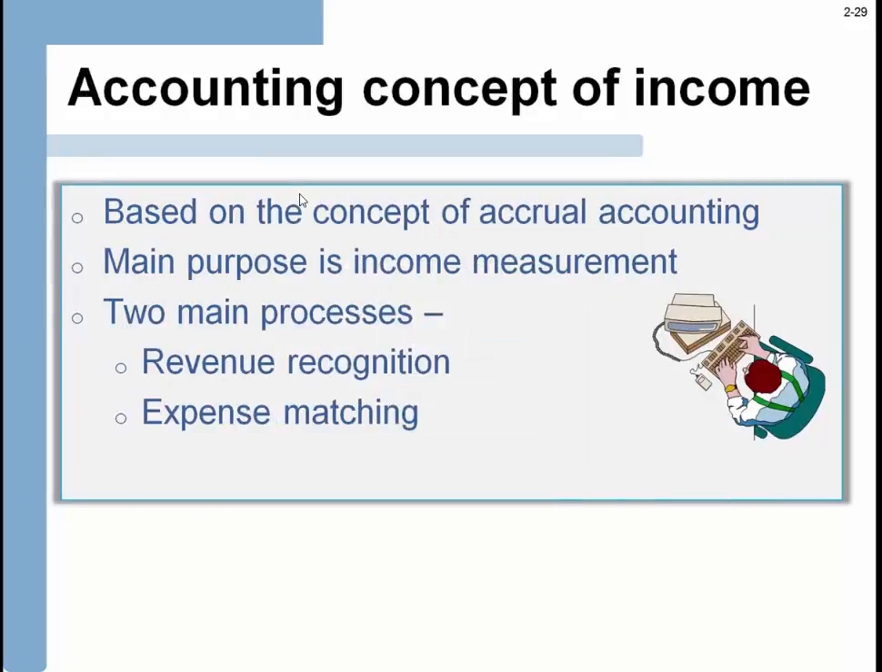What are the key concepts to reporting income? There's really a couple of them. Of course, we touched on accrual accounting, and the main purpose is income measurement, but we also want to look at two processes: revenue recognition and expense matching. Revenue recognition: revenue is reported when earned. Matching says that we want to match expenses with revenues. So I don't want to have a revenue without the expenses associated with it.